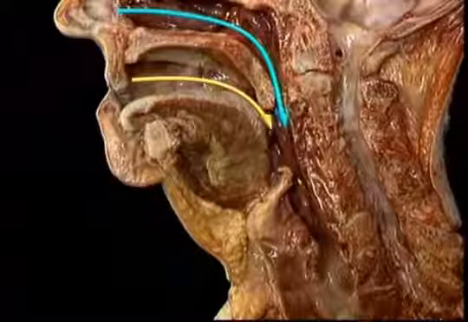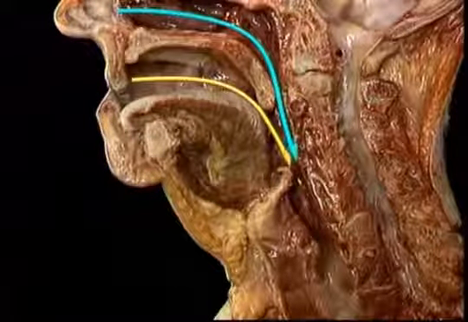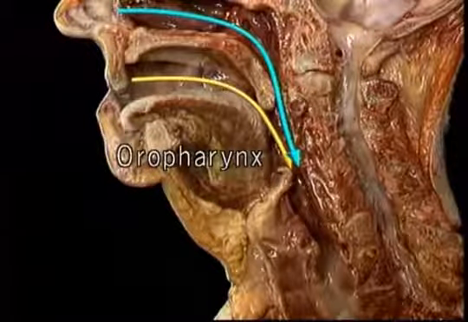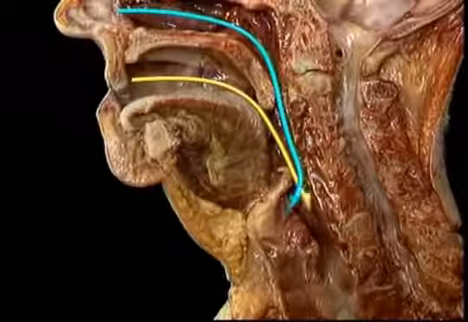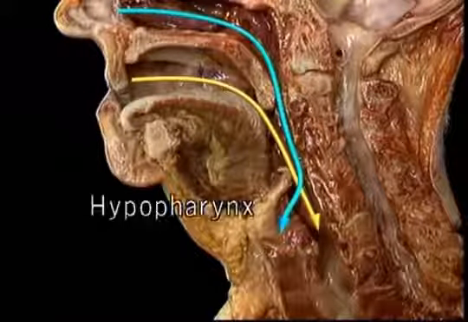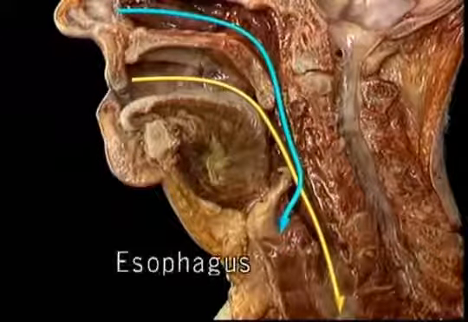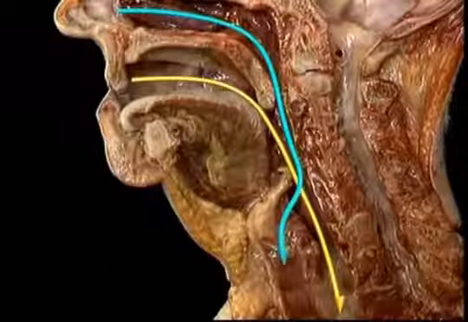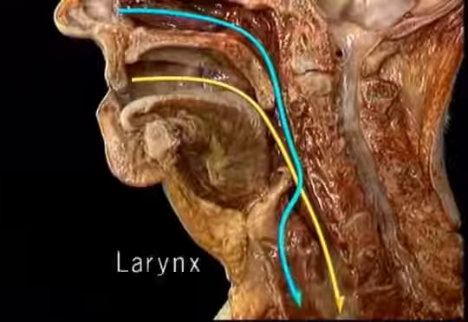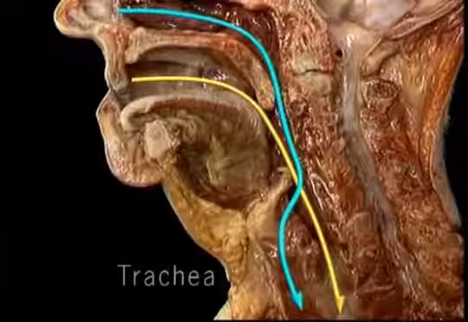Air, food, and liquid all pass through this common passage, the oropharynx. The 2 passages separate again here, in the hypopharynx. Food and liquid pass backward into the esophagus on their way to the stomach. Air passes forward through the larynx and into the trachea on its way to the lungs.